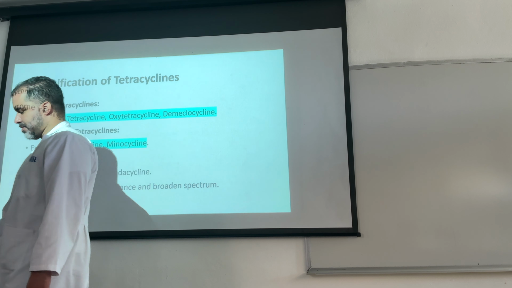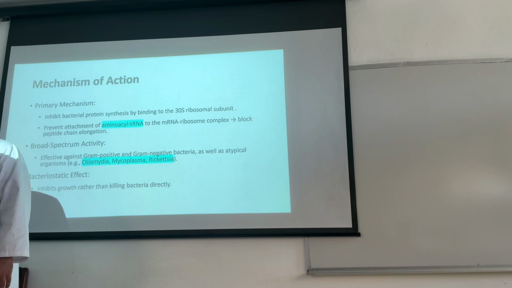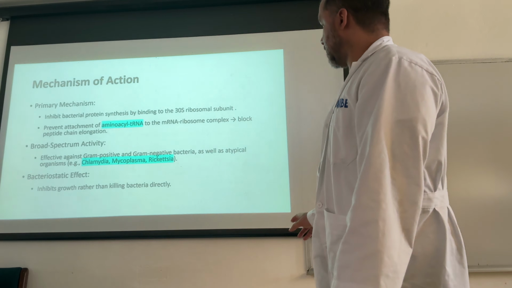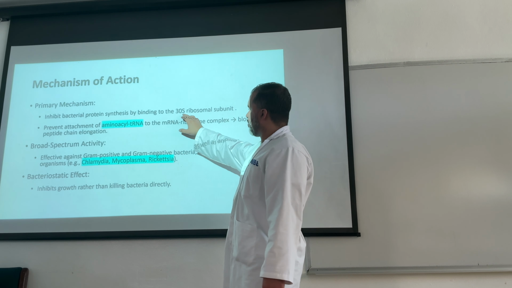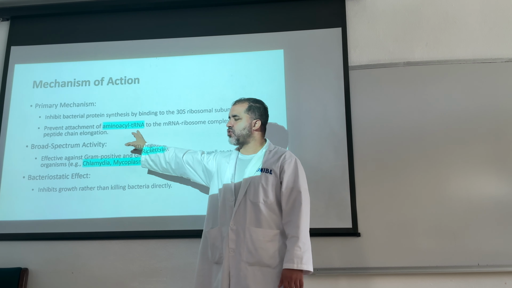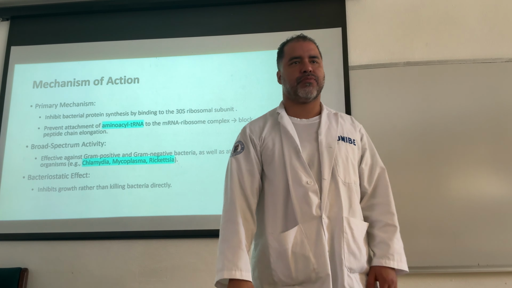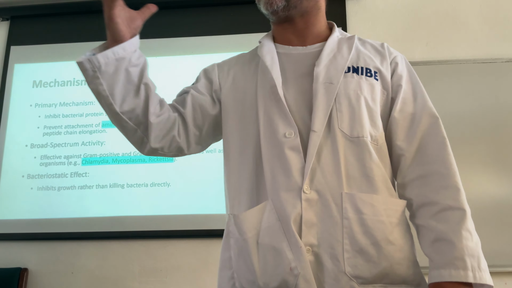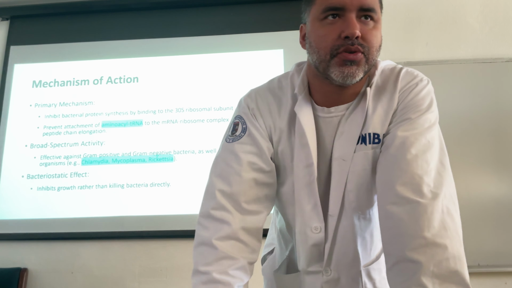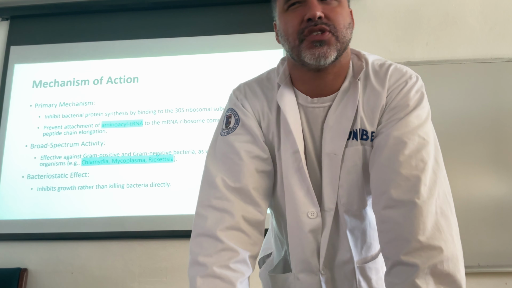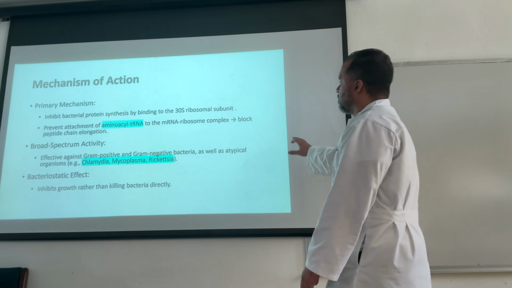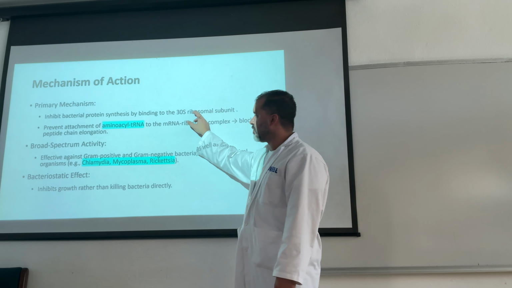So where do they act? They bind to the 30S ribosomal subunit and they prevent the attachment of the transfer RNA. The transfer RNA is the one that carries the amino acid that is going to be attached to the growing peptide chain, right? So it's not the exact same mechanism of action, but it still binds to a ribosomal subunit.